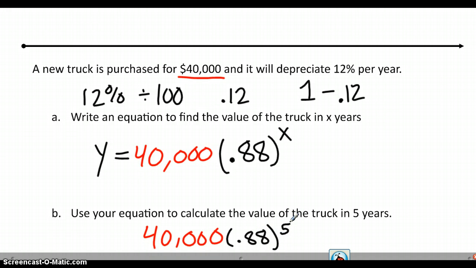Whenever we enter this into our calculator, we will get a number here. Don't forget our dollar sign is our units. So we have $21,109.28.